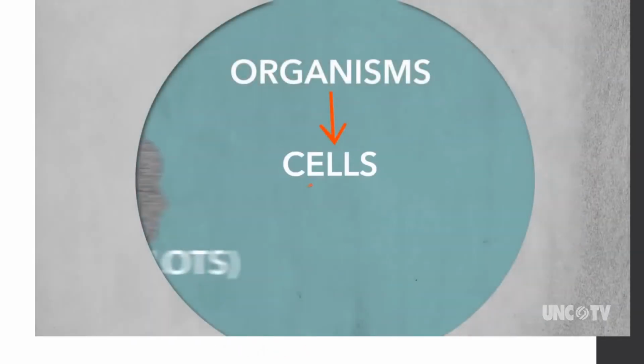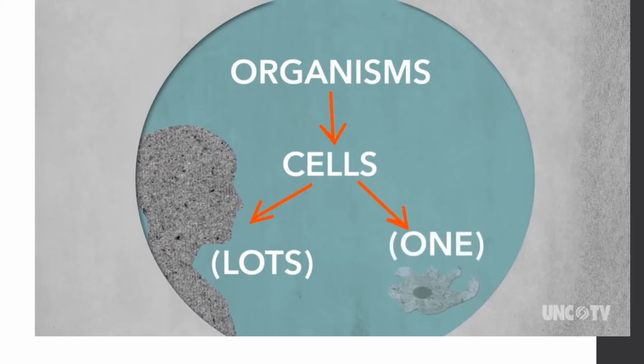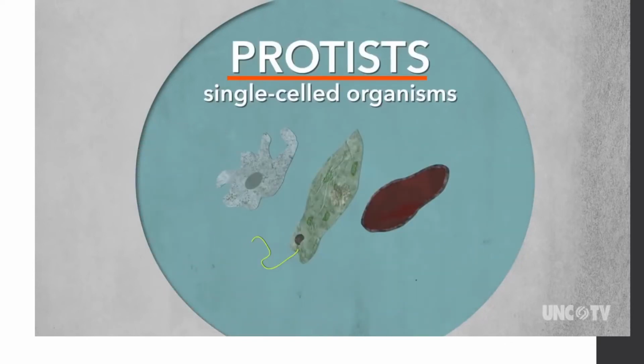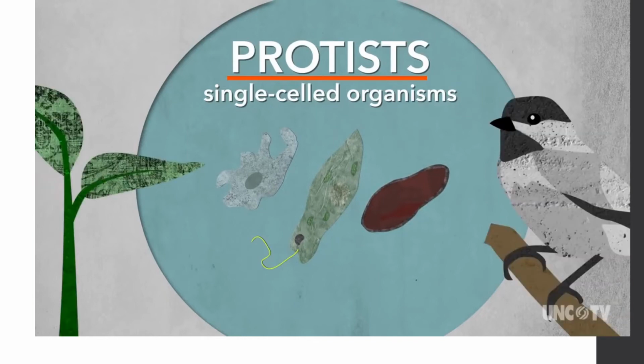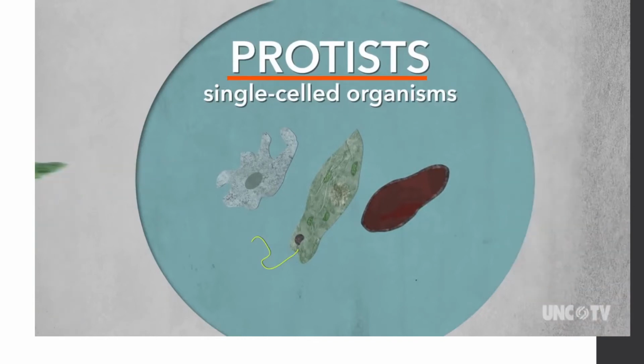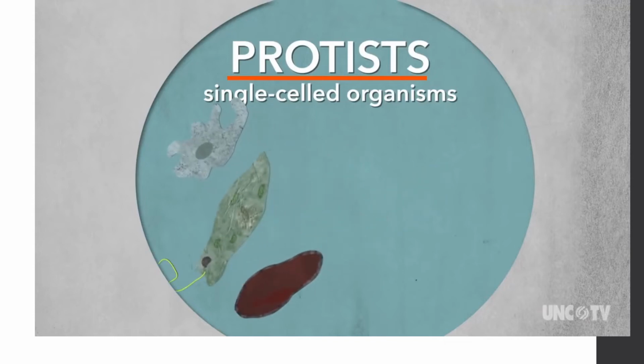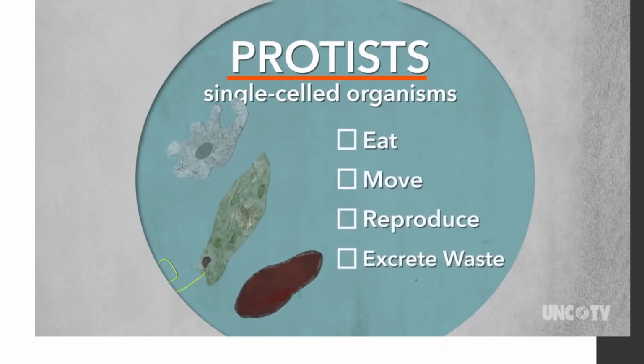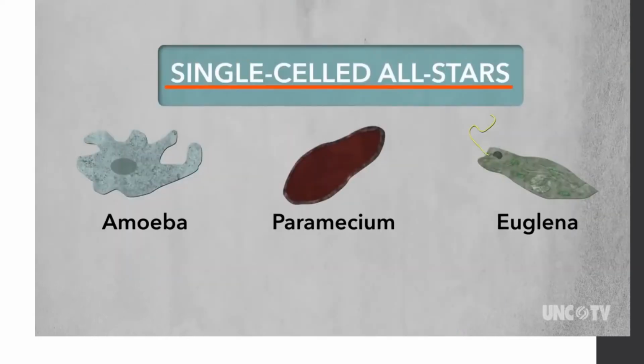Organisms are made up of cells. Some have lots, some only one. Protists are single-celled organisms that don't quite classify as an animal or a plant, but fall somewhere in between. They function as an entity all to themselves, which means, like most organisms, they eat, move, reproduce, and excrete waste. And these single-celled all-stars each have their own unique way of doing these things.